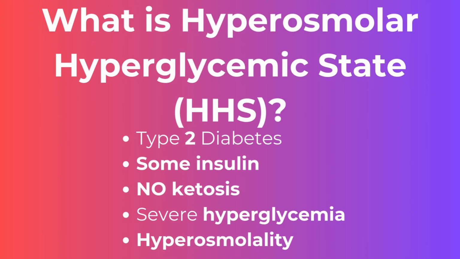Hyperosmolar hyperglycemic state, or HHS, usually occurs in type 2 diabetes. There is some insulin present, so ketosis does not occur, but blood glucose rises extremely high, causing severe dehydration and hyperosmolality.